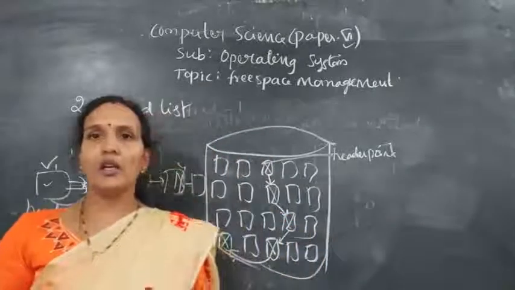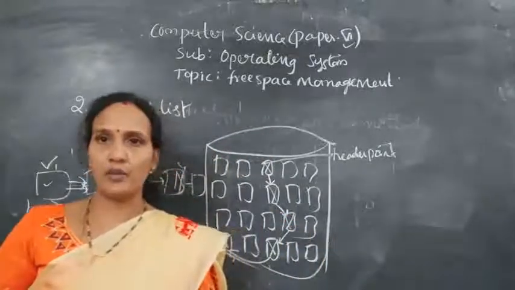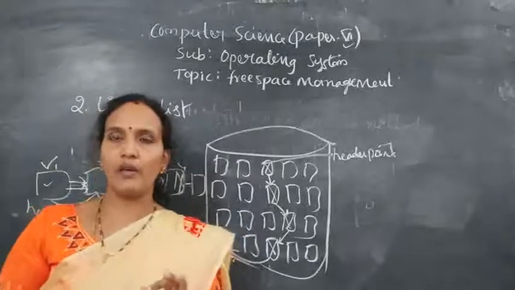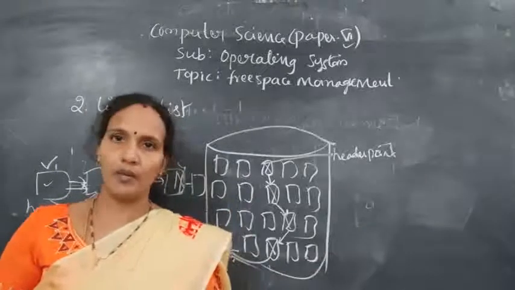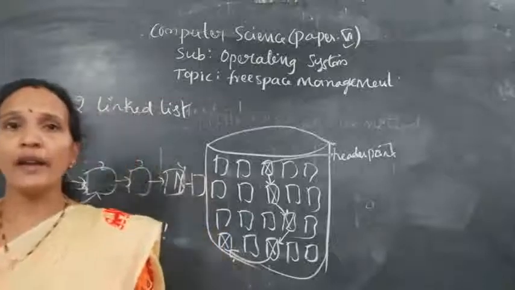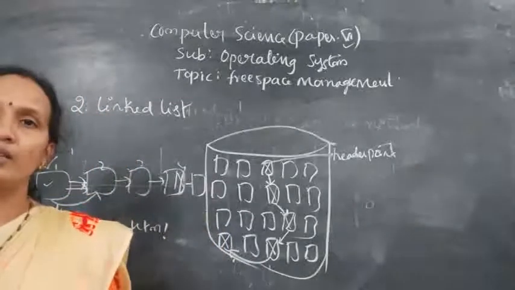So if they are using the linked list free space management method, what happens? The first block will be allocated to the file which is requesting memory. Understood? And next, what disadvantages do you have?